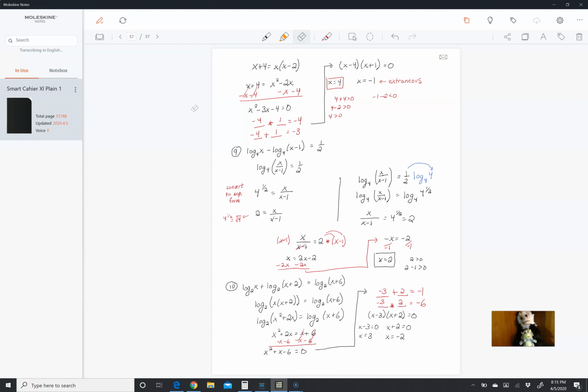Okay, so 3 plus 2, 3 is greater than 0. 3 plus 2 is greater than 0. And 3 plus 6 is greater than 0. So we're okay here. But here, negative 2 is less than 0, so this is extraneous. So the only answer here is x equals 3. Okay. So these are just lots and lots of different examples of logarithmic equations. So hopefully from here you'll feel pretty comfortable, and that is it.